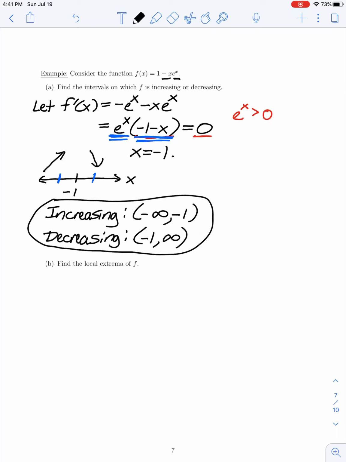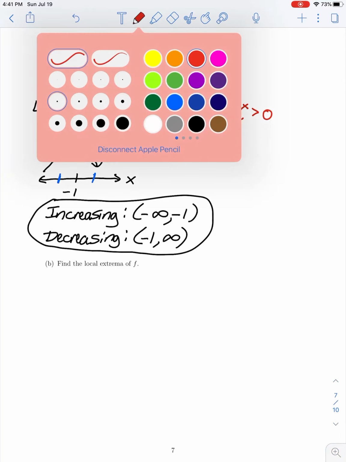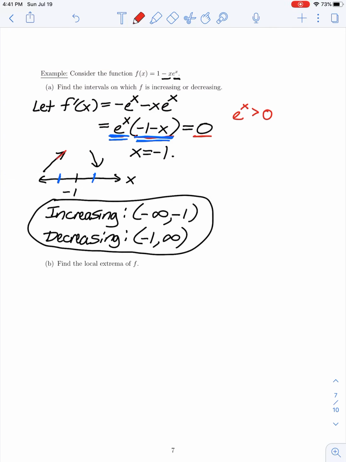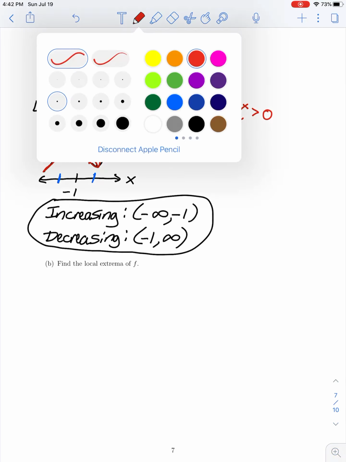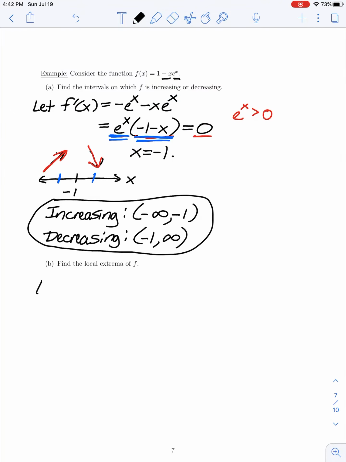So in part B, we ask for the local extrema of the function f. And in part A, we saw that there was only one critical value where we were changing from an increasing function to a decreasing function. So the first derivative test says that we have a local maximum at that x value of -1.